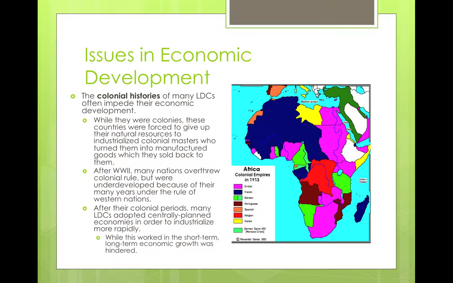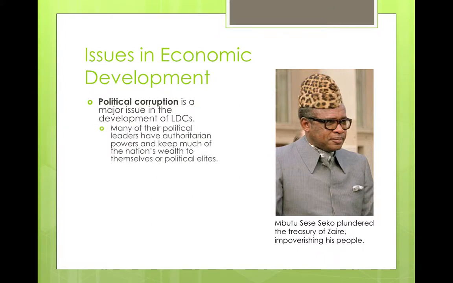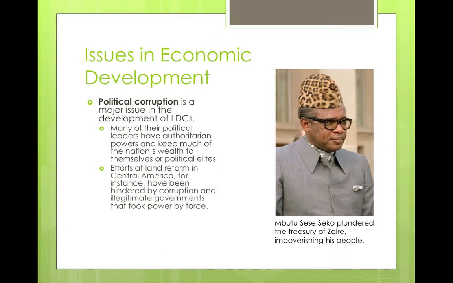Okay, we've already discussed how free market capitalism will lead to economic development. Political corruption is a major issue in the development of LDCs. On the right, you'll see a picture of Mobutu Sese Seko, who plundered the treasury of Zaire. Many of their political leaders have authoritarian powers and keep much of the nation's wealth to themselves and their allies. Efforts at land reform in Central America, for instance, have been hindered by corruption and illegitimate governments that took power by force, dictatorships.